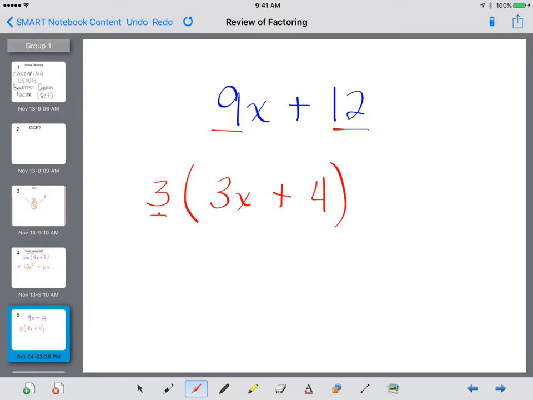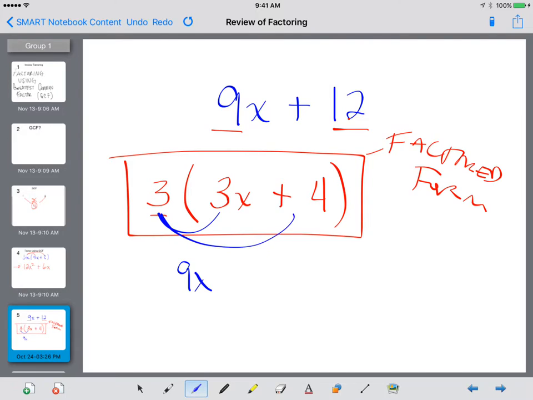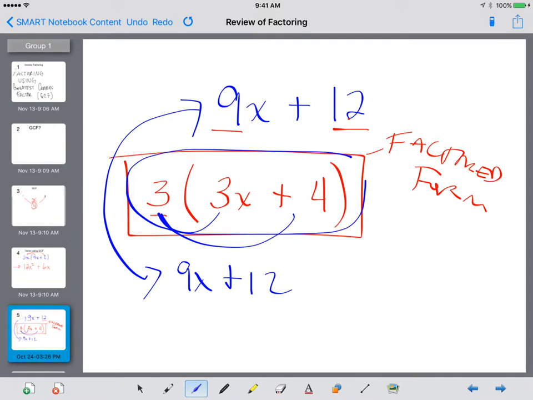Now, if you want to double check your answer to see if it's correct, this is our factored form here. Just distribute. 3 times 3x, well, that's 9x. 3 times 4 is plus 12. Is that the same as the original? Why, yes, it is. So you know this is our factored form by taking out the greatest common factor. Now again, I'm powering through a bunch of examples. If you need to skip through the video to find the example you like, feel free to do that.